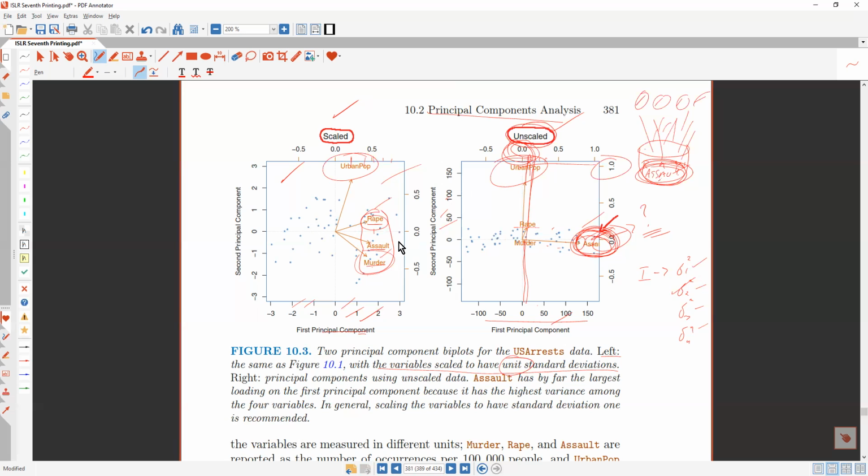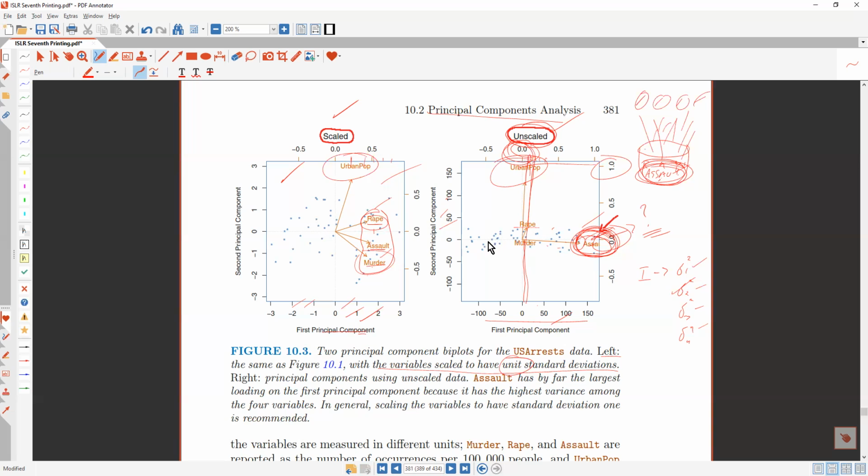But again, I want to emphasize, one analysis is not wrong, one analysis is not right. PCA is doing what it's supposed to be doing. You have to be knowledgeable of what you're inputting into the PCA in order to draw an appropriate conclusion. As a general recommendation, doing the scaled and unscaled is a good idea, so you can compare the two.